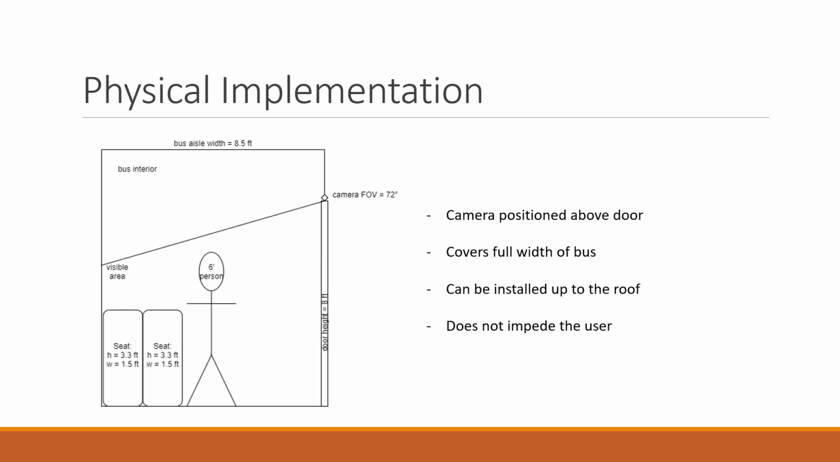The device is intended to be installed above both entrances, allowing it to count users that enter and exit the bus. The camera can be installed anywhere on the vertical axis above the door, either at the door frame or the roof. The diagram shows the lowest possible installation point and proves that the device can cover the full width of the bus aisle. By installing the device above the door, it does not obstruct riders and it should not impede their riding experience.